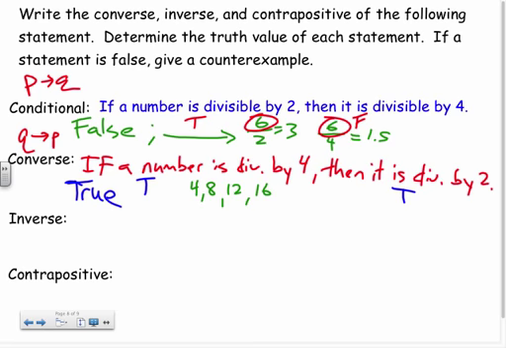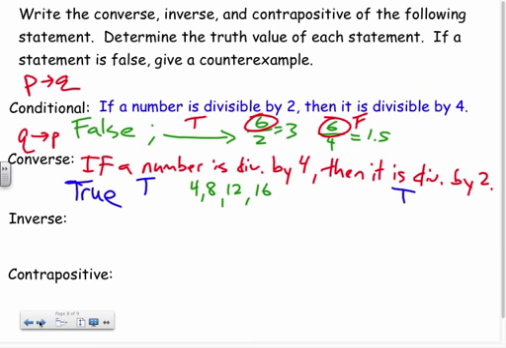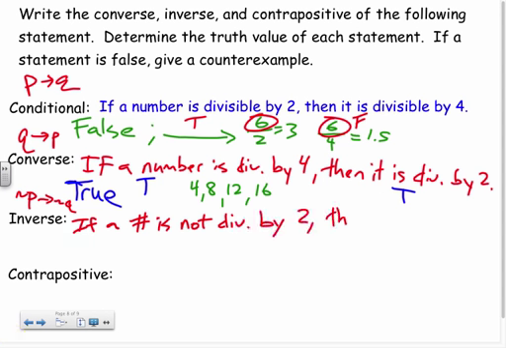Well, we just talked about this logically equivalent thing. The converse and inverse should end up being the same truth value. And let's take a look. So now I'm going back, and P is going to imply Q, but I'm going to negate them both. Not P implies not Q. So if a number is not divisible by 2, then it is not divisible by 4.